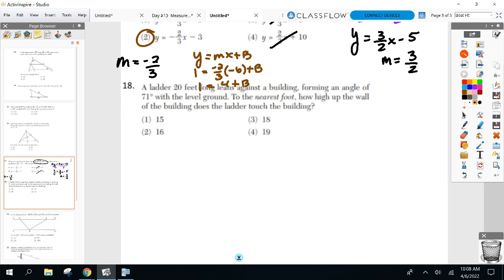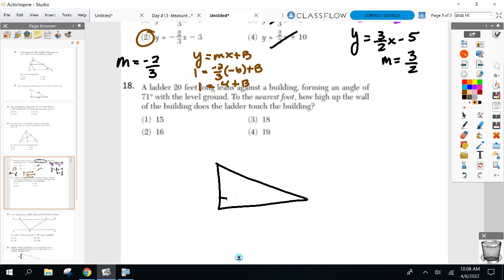A ladder leaning up against the building. All right, I know this is going to be a right triangle problem. Sine, cosine, tangent. Forming an angle of 71 with the level ground. So make sure we got 71 on the ground, not up in the air. To the nearest foot. It's a 20-foot ladder. So there's 20. How high up the wall? So here's the wall, because that's the ground. That's what I'm looking for.